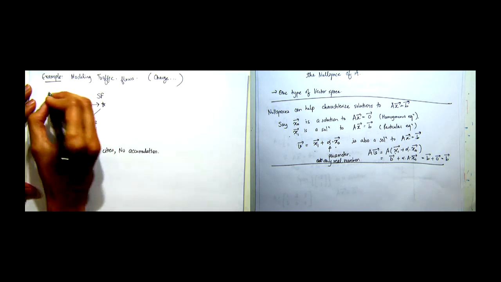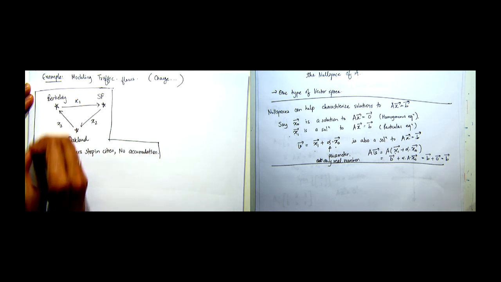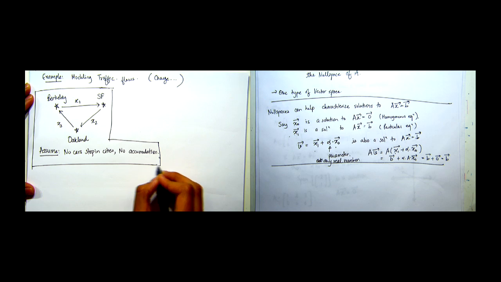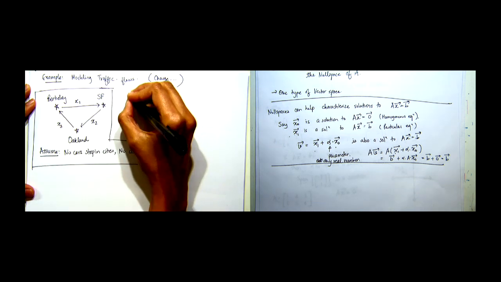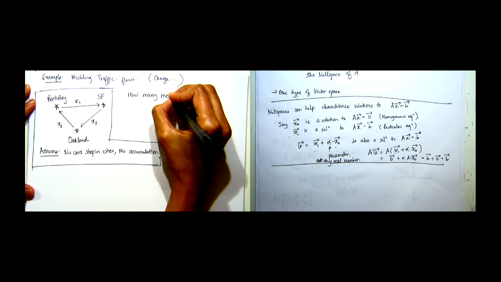So we want to figure out, basically, what X1, X2, X3 are. How many measurements do we need to make?